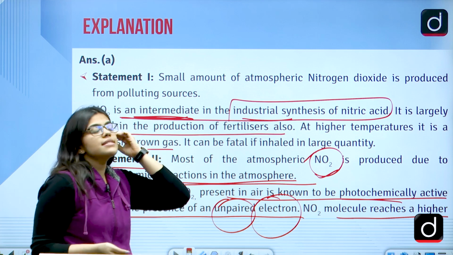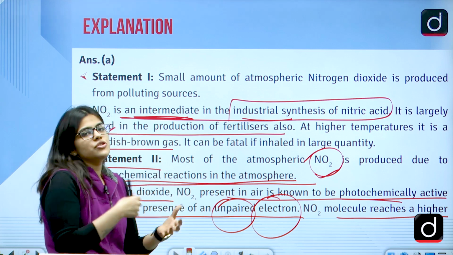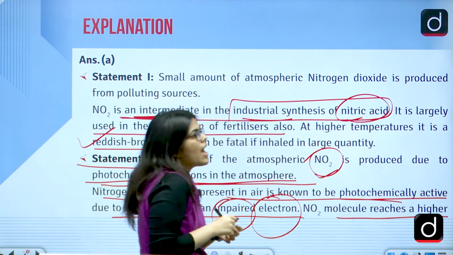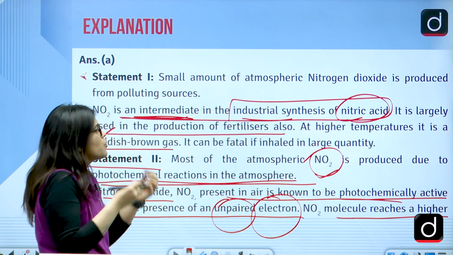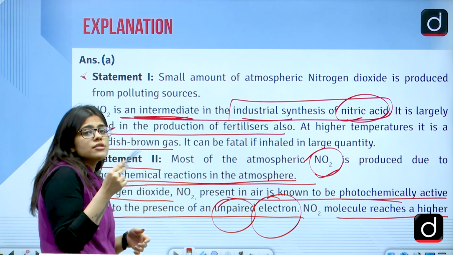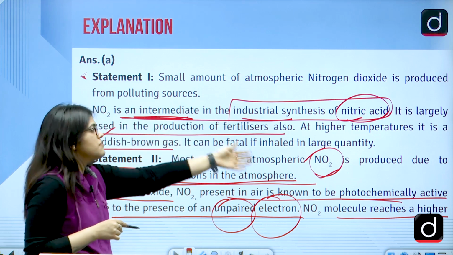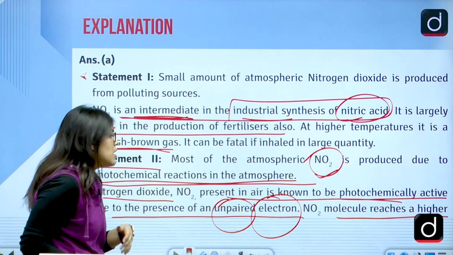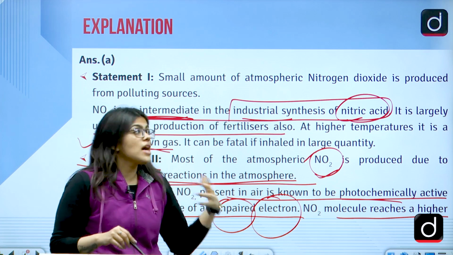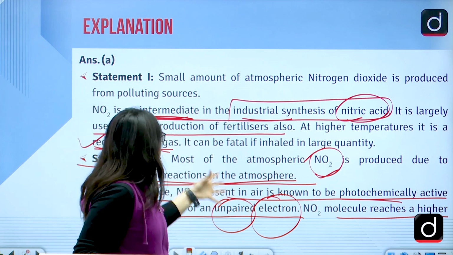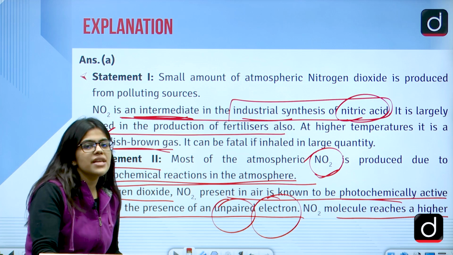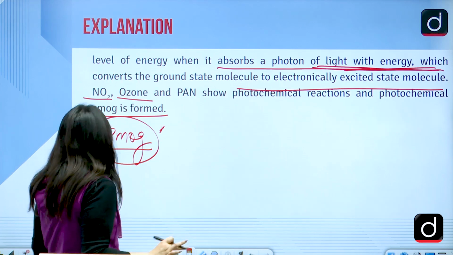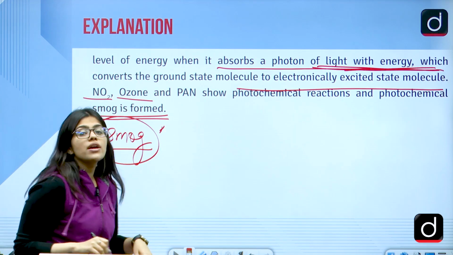So we always get this kind of compound because when this industrial synthesis process happens, there is always synthesis of nitric acid, and we get a large quantity of this nitrogen dioxide. Also, this nitrogen dioxide is used to produce fertilizers, and at high temperature the color of this gas would be reddish brown. Then we also know that there is a high chance of the production of this gas because of the photochemical reaction, because of the unpaired electrons that combine with the UV rays, that is the photons, and because of this smog is produced.